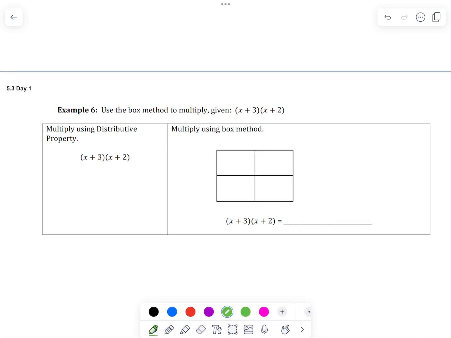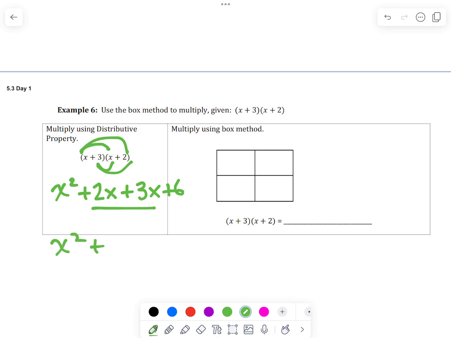All right, so now let's go on to a binomial times a binomial. So we're going to distribute. So we're going to do the FOIL method. So x times x is x squared. Outside, x times 2 is 2x. Inside, 3 times x is 3x. 3 times 2 is 6. And then I combine my like terms, and we get 5x. And we call this method first, outside, inside, last, or the way to remember it, FOIL. And we do that when we have a binomial times a binomial.